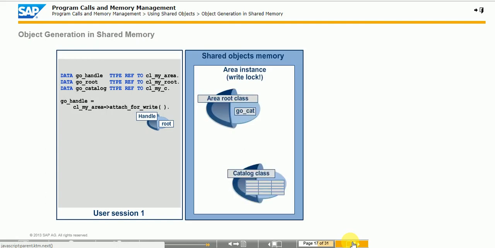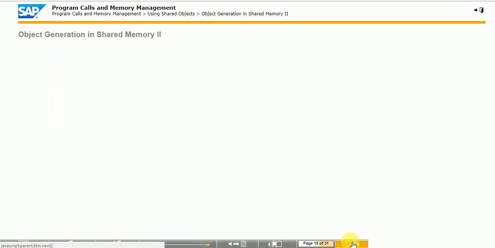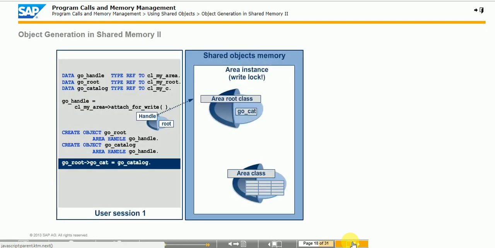Once you create the area instance, you can create the objects in the shared objects memory. To do so, use the area handle addition for the create object statement. This statement informs the system about the area instance where it should create the objects. The figure illustrates how you can instantiate both objects from within the program. Alternatively, you can instantiate the root object from within the program. You can create the other objects in this area instance from the constructor of the root without assigning references in this case.